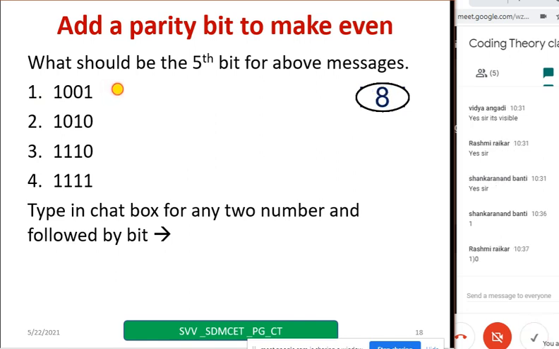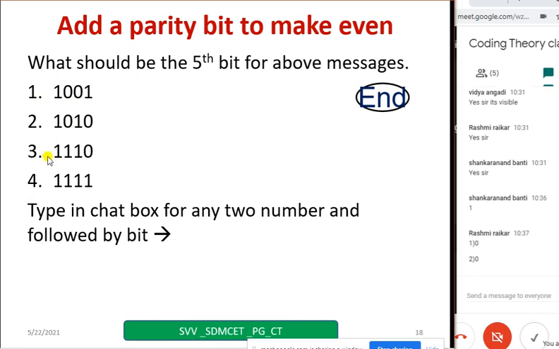Similarly, can you write 2, 3, 4, any 1 or 2 in the chat box? I think Rashmi has told the first one, 0, sir. Correct. Can you type the third one, fourth one, any one? 1, 1, you can type, all of you, so that I can go to the next.